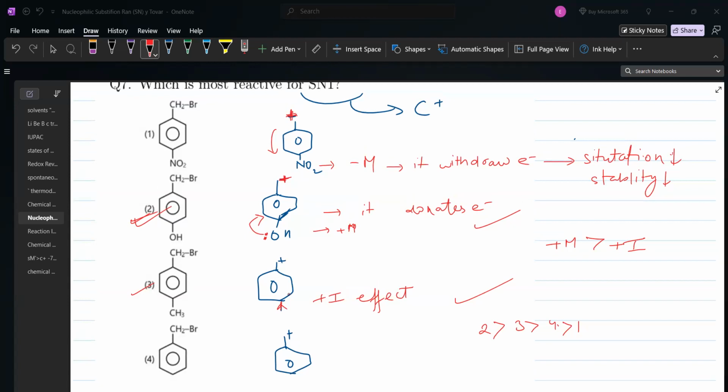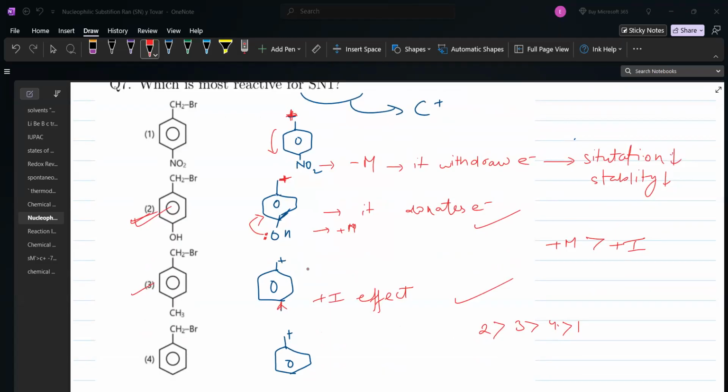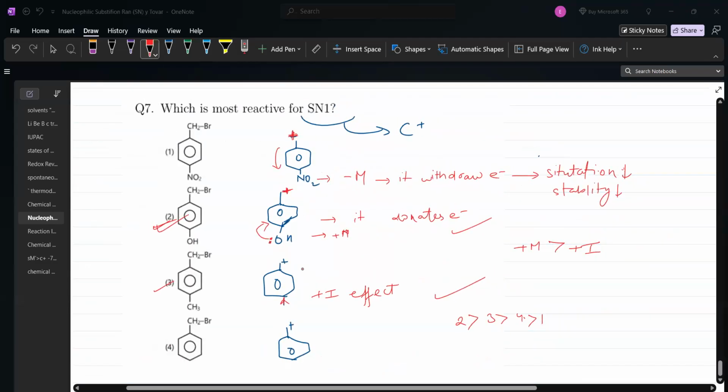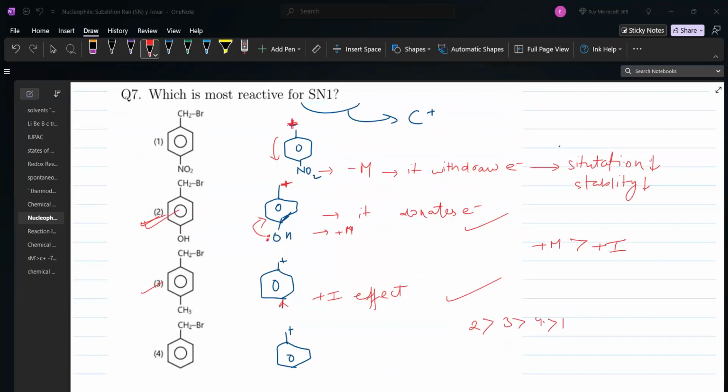Okay. So this concept we are now going to use in, after elimination, electrophilic substitution. Kindly note this down. This is a very important one. If you have noted, just let me know. As soon as you have noted this, please let me know.